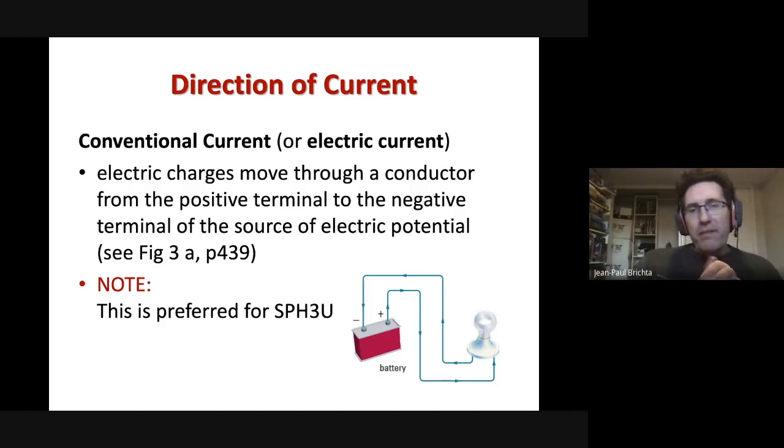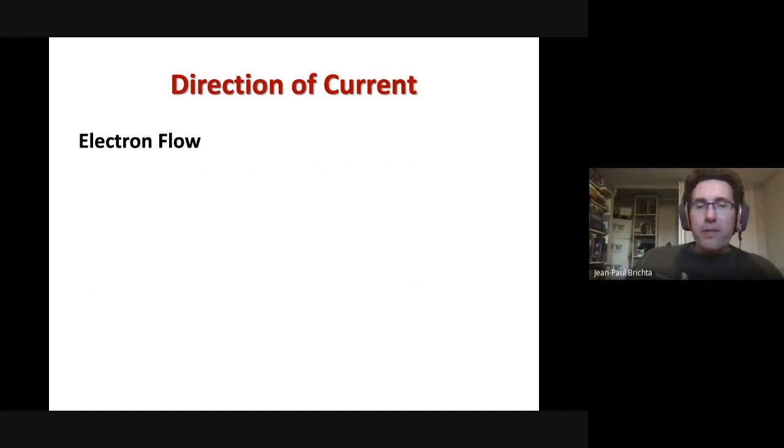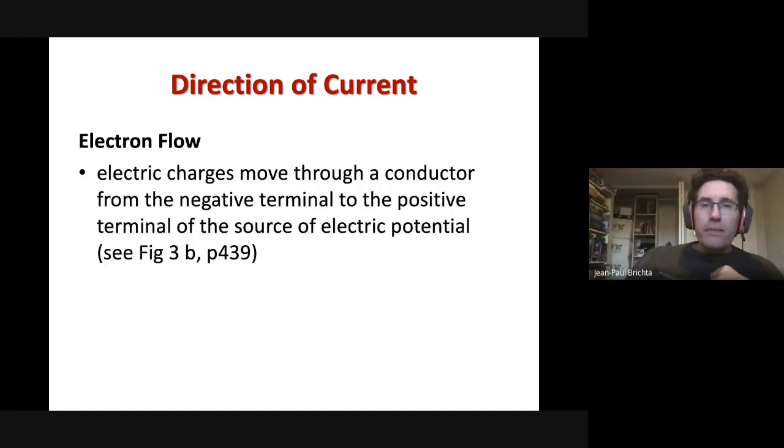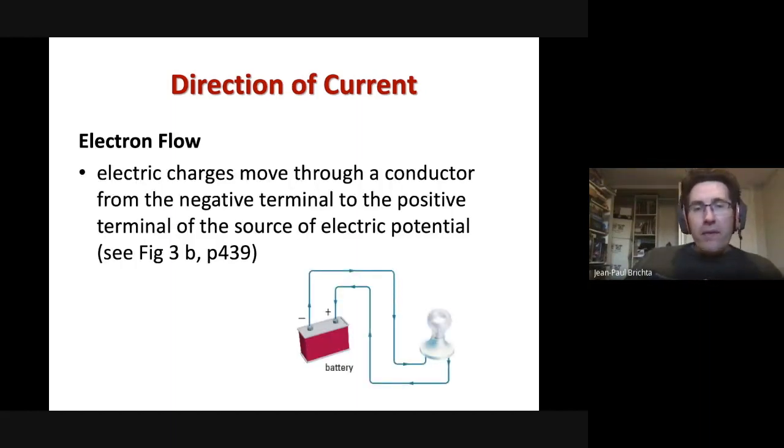So in this diagram, you can see that I have my battery with the two terminals, positive and negative, and the electron flow is going from the positive terminal to the negative terminal. In the case of electron flow, the direction of the current is reversed. So everything about this diagram is the same except the direction of the flow. So we're saying that electrons travel from the negative terminal, through in this case, the light bulb, and then to the positive terminal of the battery.